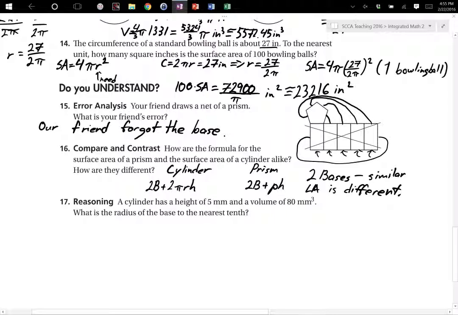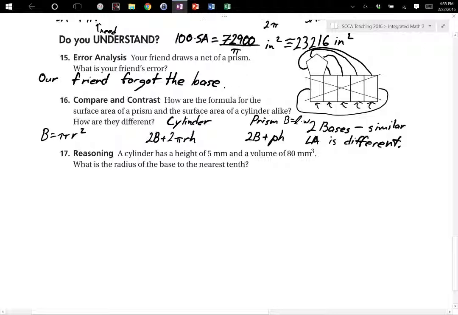Different people saw different things, because if I decided to write out my base for a cylinder, I get pi r squared. And then my base for a prism is length times width. Okay. So there's more than just these 2 similarities and differences.